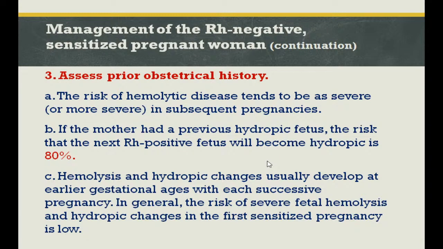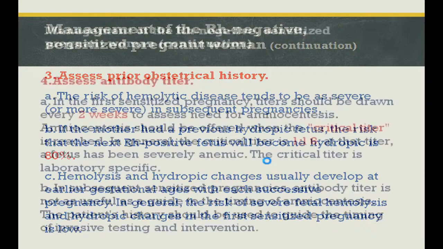Hemolysis and hydropic changes usually develop at an early gestational age, with each successive pregnancy earlier and earlier. In general, the risk of severe fetal hemolysis and hydropic changes in the first sensitized pregnancy is low. In general, but not exactly.